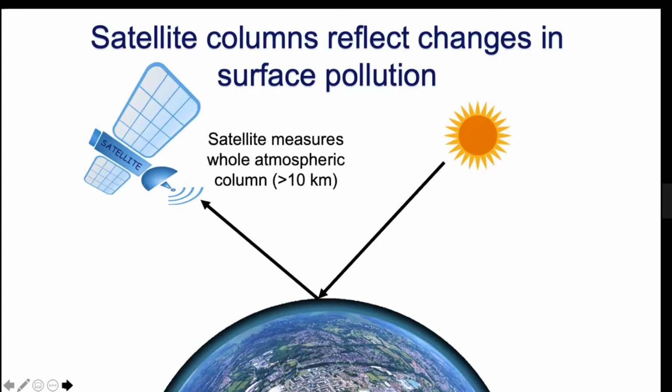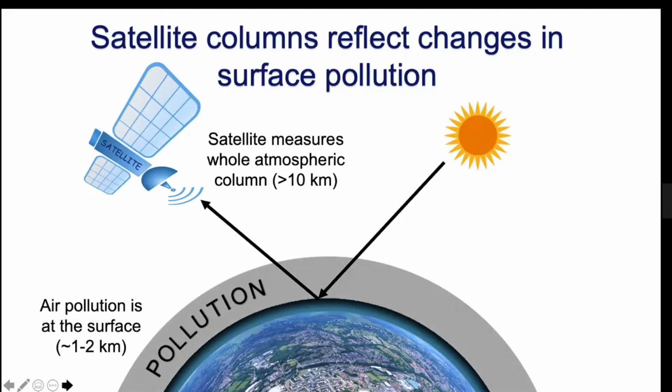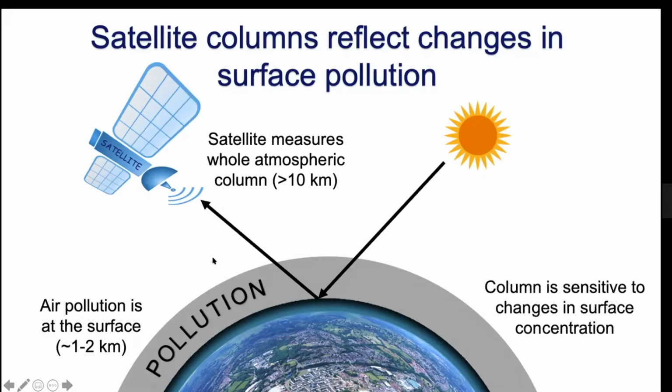Now it's important to note that the satellite is measuring the whole atmospheric column, which can be more than 10 kilometers. But the air pollution is generally at the surface, around 1 to 2 kilometers near the source of the pollution. And the satellite column is quite sensitive to changes in the surface concentration and can thus see what's exactly happening at the surface.